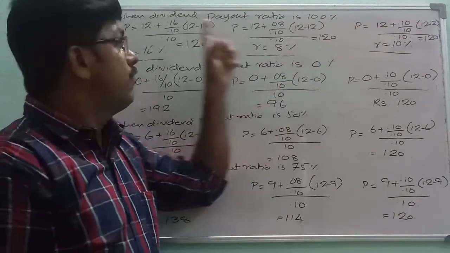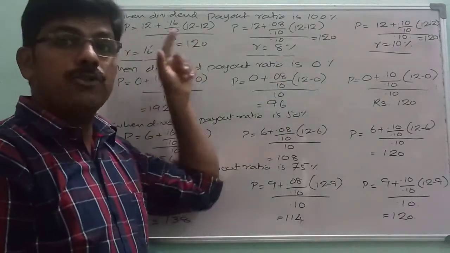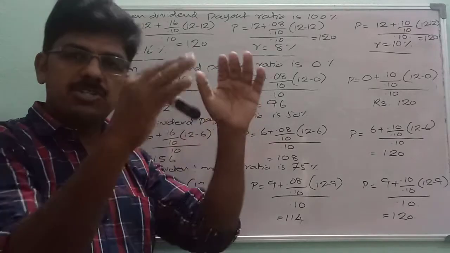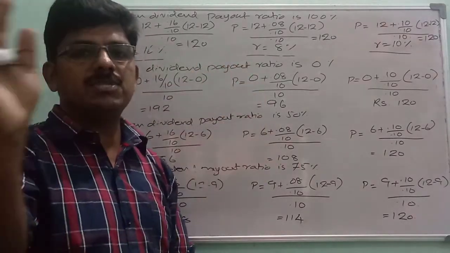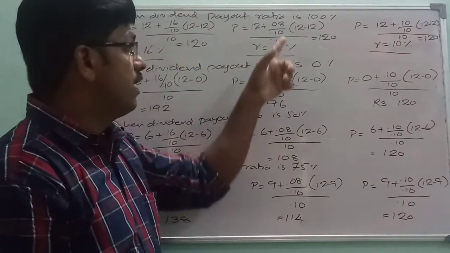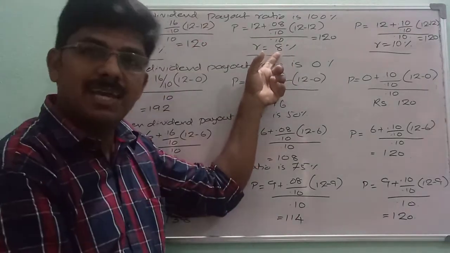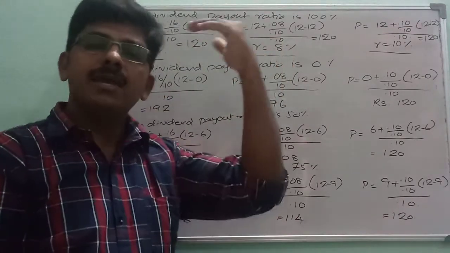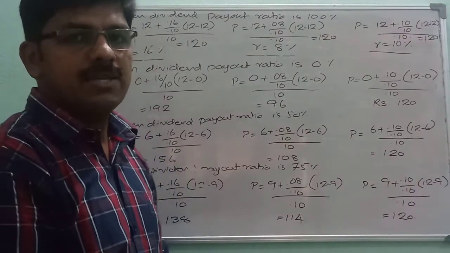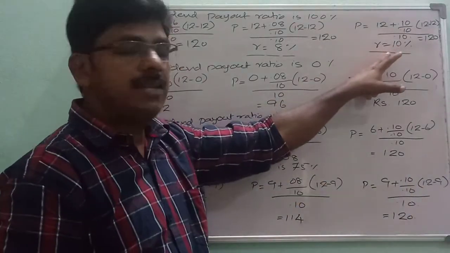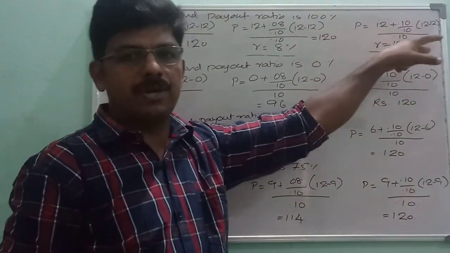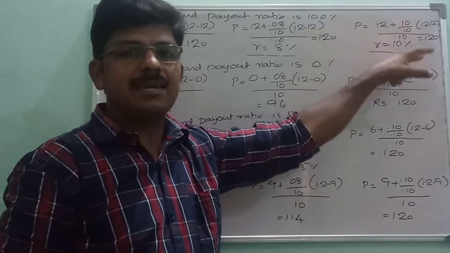Okay, when internal rate of return is more than KE, it is better to retain the entire earnings to maximize the market price of equity shares. When internal rate of return is less than KE, it is better to distribute entire earnings to shareholders as dividend. Then when internal rate of return is equal to KE, internal rate of return is 10%, KE is 10%.